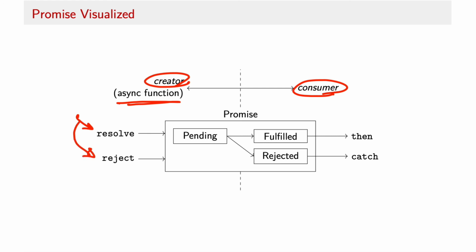Depending on which of those two functions that are called by your promisification code over here, the promise itself is going to switch from the pending state to either the fulfilled state or the rejected state.